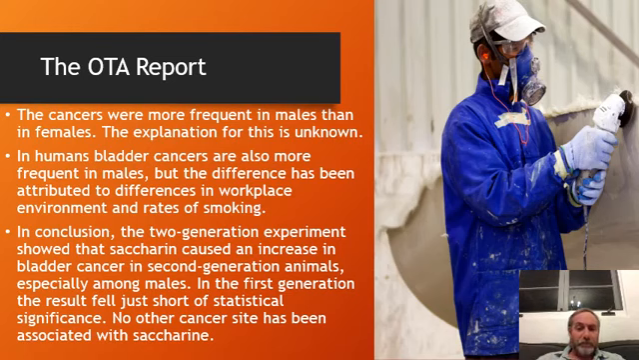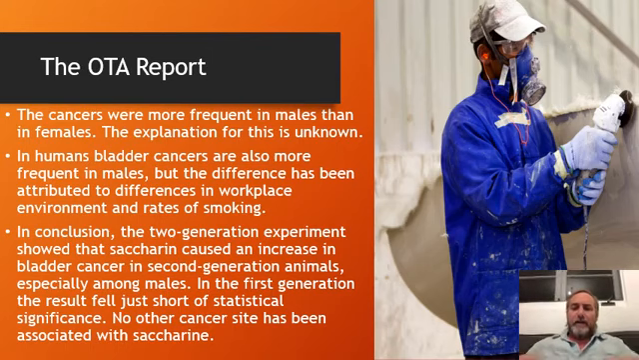So, in conclusion, the 2-generation experiment showed that saccharin caused an increase in bladder cancer in second-generation animals, especially among males. In the first generation, the result fell just short of statistical significance. Again, they calculated a p-value on their own, and you can, in general, believe it. If it's published in a good journal, it's unlikely they made any math errors.